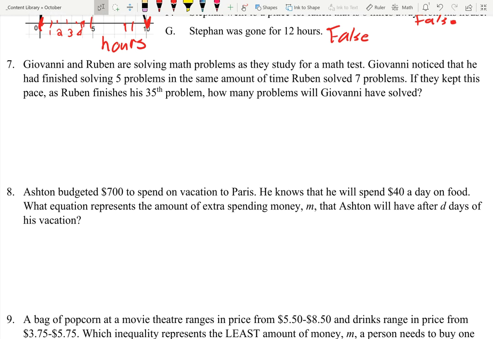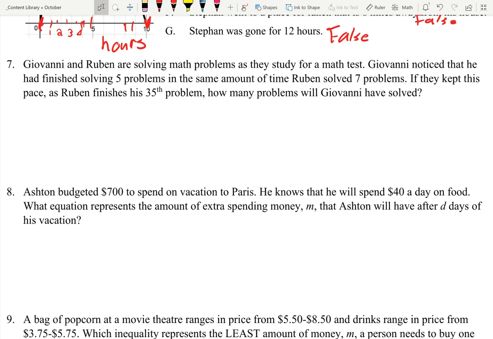All right, Gio and Ruben are solving math problems as they study for a math test. Giovanni noticed that he had finished solving 5 problems in the same amount of time Ruben solved 7 problems. If they kept this pace, as Ruben finishes his 35th problem, how many problems will Giovanni have solved?